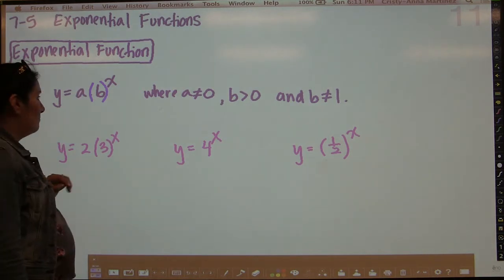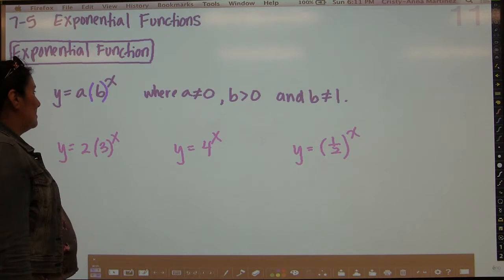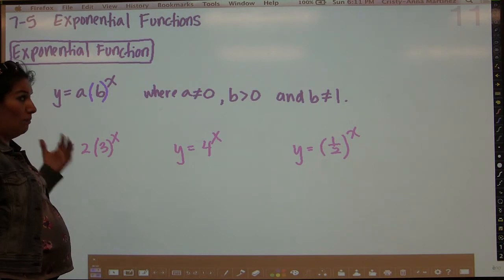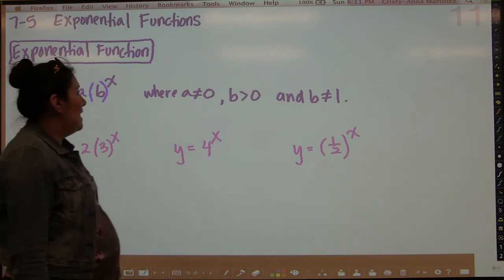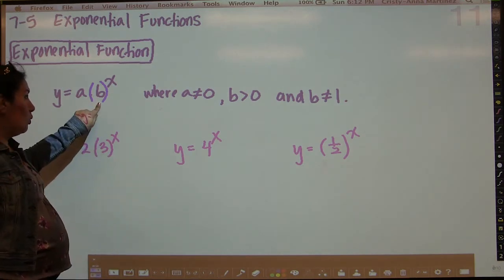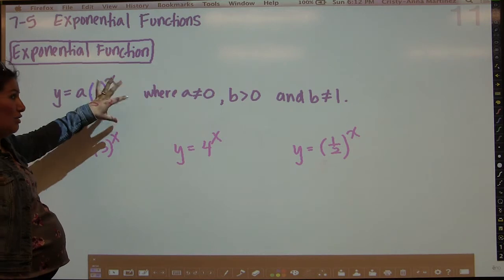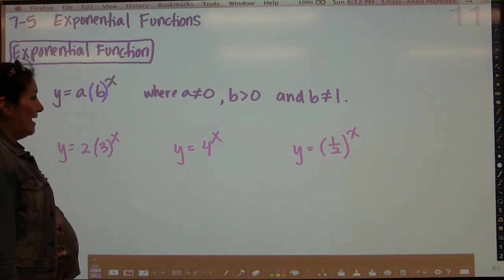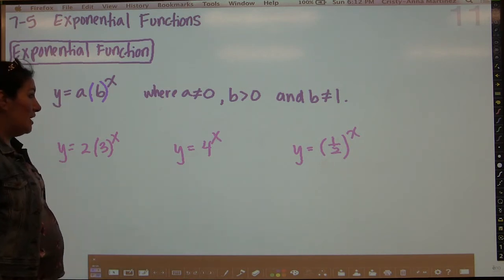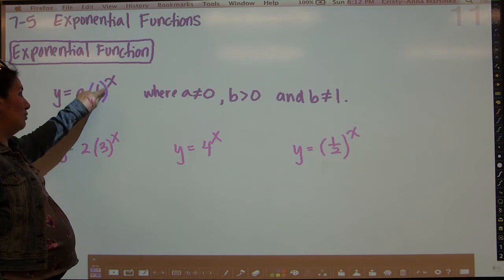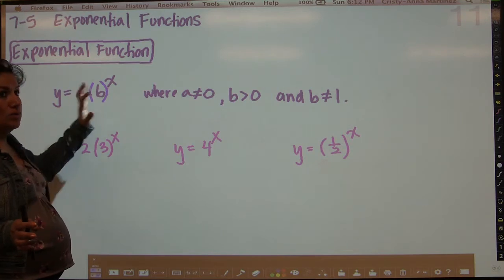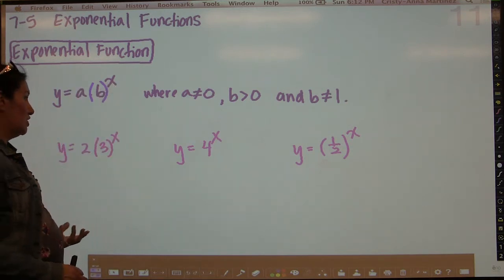And then we have that a cannot equal 0. Hopefully that makes sense. If a was 0, then 0 times anything would be 0, and you wouldn't have an exponential function. It would all be 0. Another stipulation is that b has to be greater than 0. Again, if b was equal to 0, then you'd get 0 to some power, and again, you'd have that 0 situation. And of course, it can't be negative. And then we have b cannot equal 1, because, again, you would have 1 to a power, and 1 to any power is just 1. So all you would get is y equals 1. And again, that's not an exponential function.